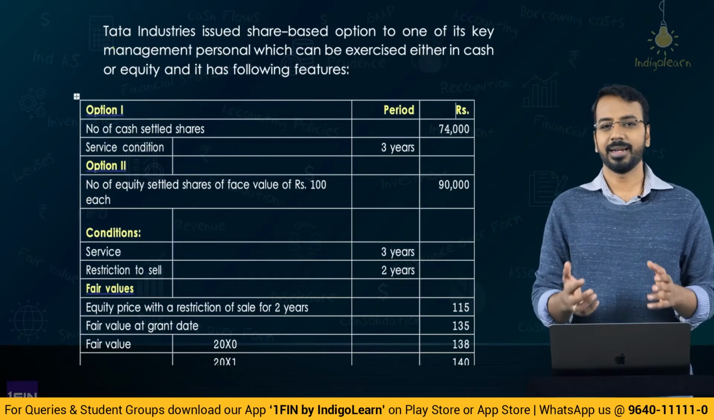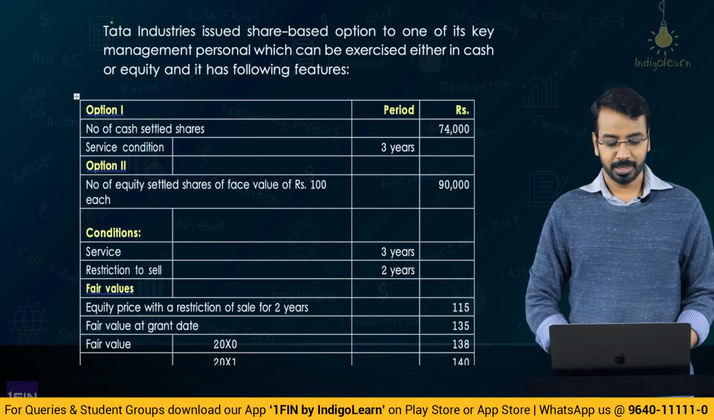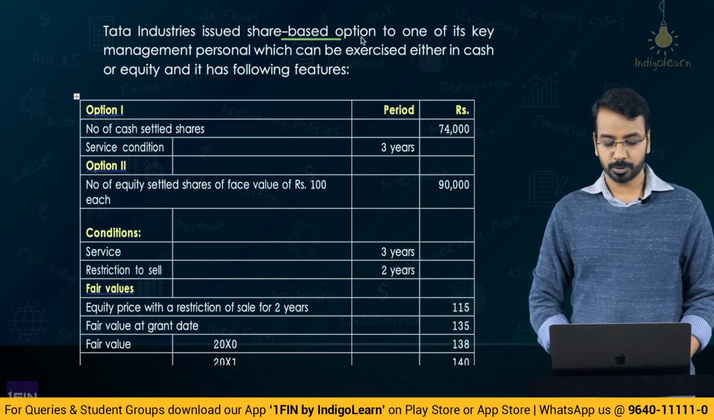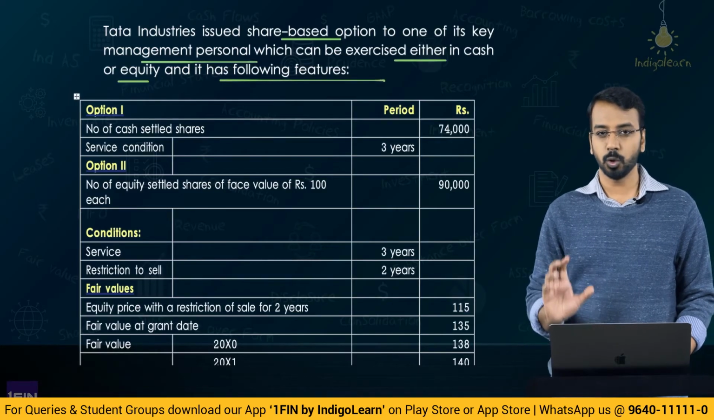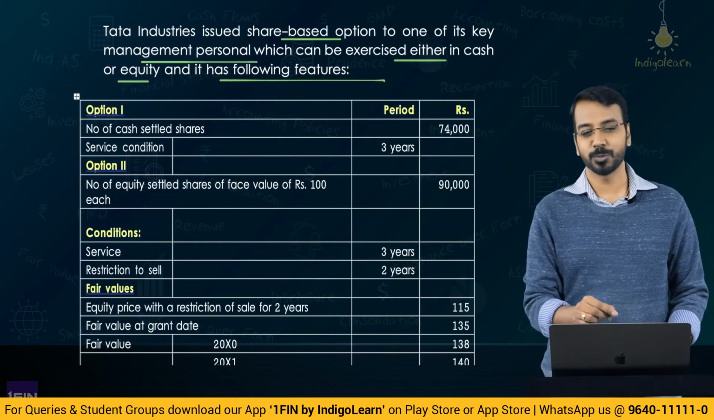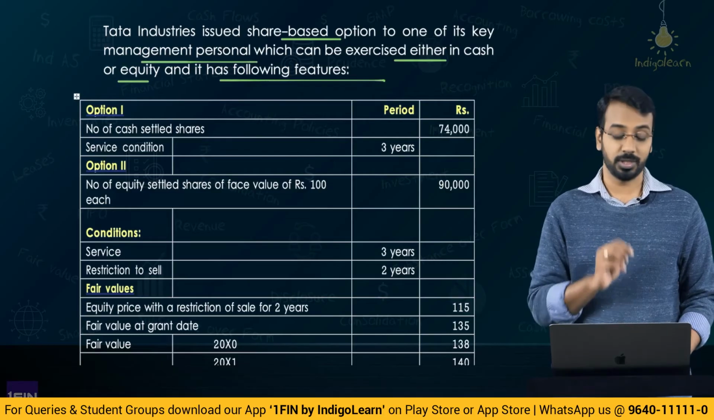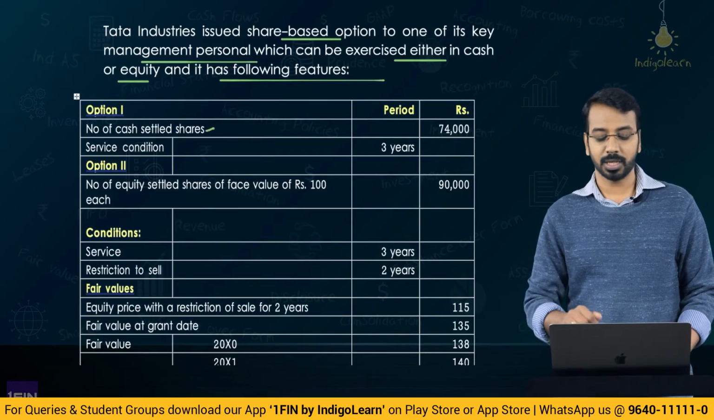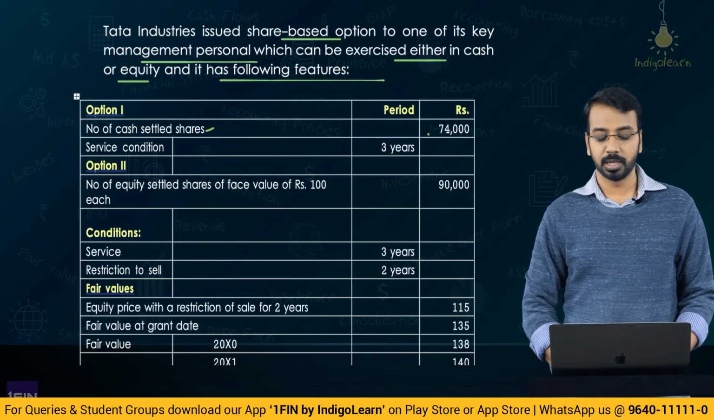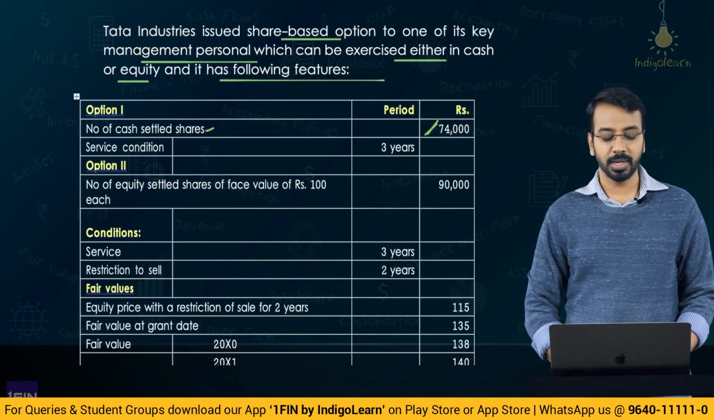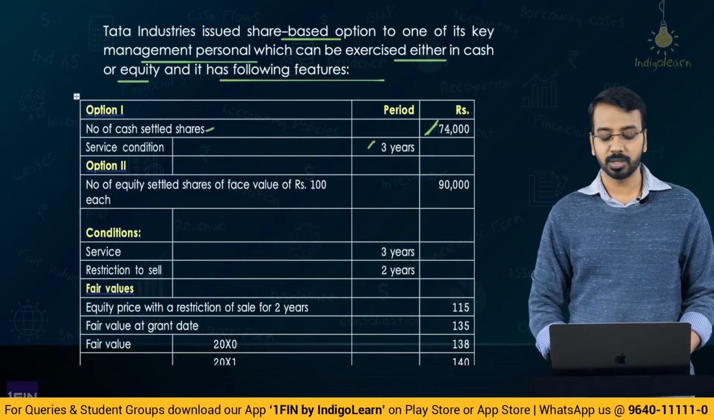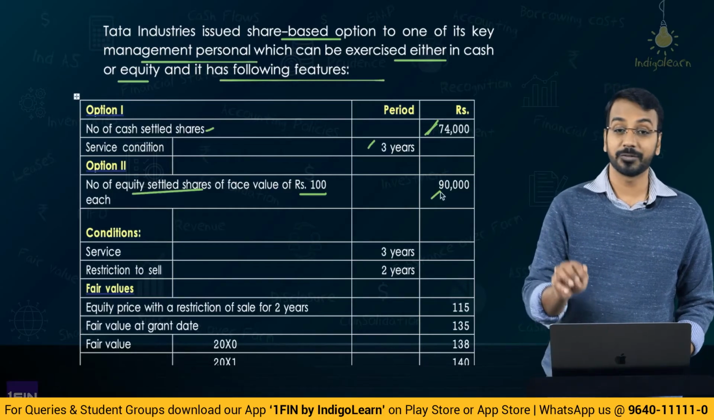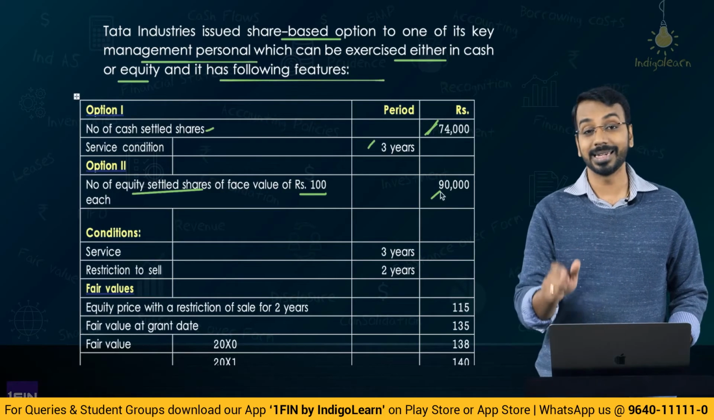Let's have a look at another question, and this question is similar to the one that we have just now solved. Tata Industries issued share-based option to one of its key management personnel which can be exercised either in cash or equity, and it has the following features. So the company is entering into a share-based payment arrangement and it can be either settled in cash or in equity. What is the first option? Cash settled shares. So you can settle the shares in cash and for which you will get 74,000 shares. Otherwise, the service condition is that you have to be in service for 3 years. Then the second option is equity settled shares of face value 100 each, you will get 90,000 shares. So 74,000 cash settled shares or 90,000 equity settled shares.